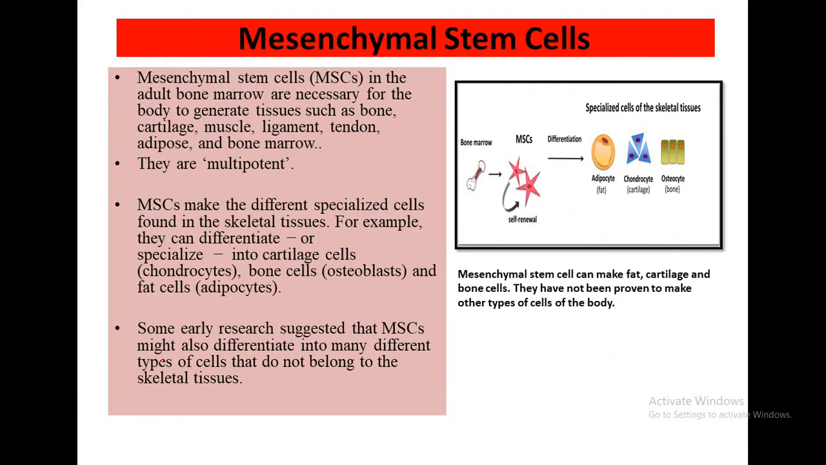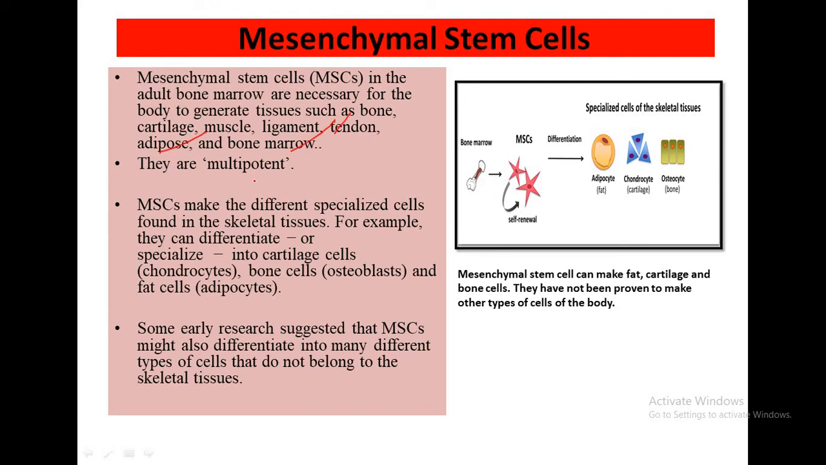Now we will discuss the mesenchymal stem cells. Mesenchymal stem cells are an example of tissue or adult stem cells. Mesenchymal stem cells in the adult bone marrow are necessary for the body to generate tissue such as bone, cartilage, muscles, ligament and tendon, adipose and bone marrow.